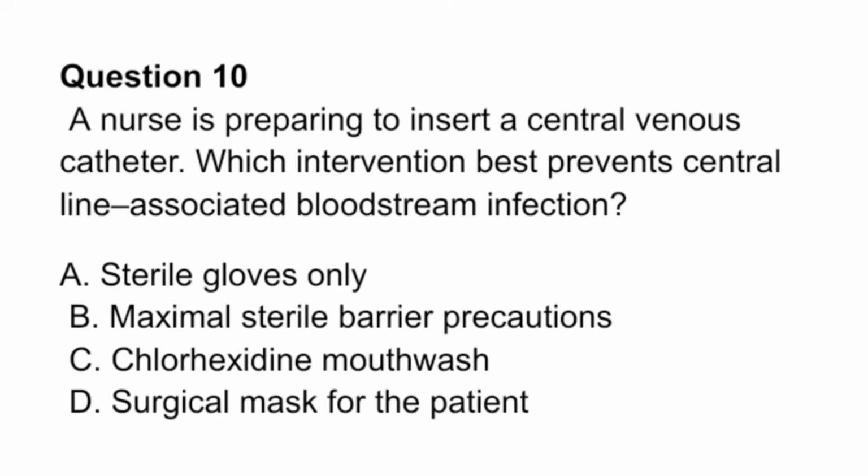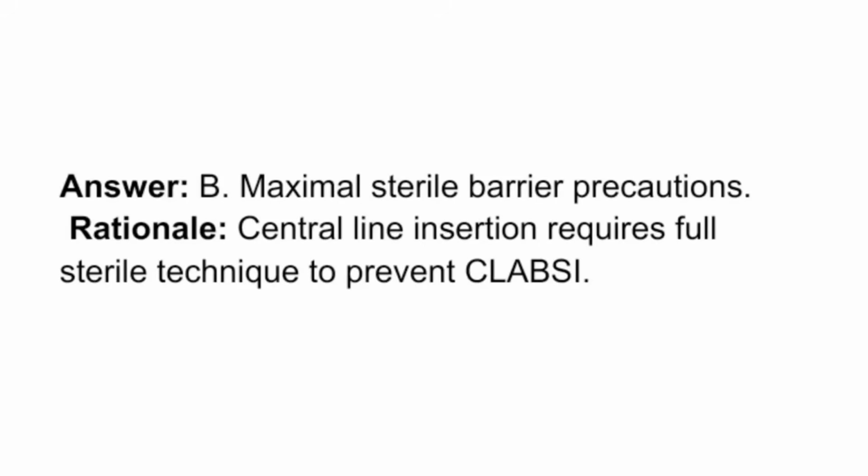Question 10. A nurse is preparing to insert a central venous catheter. Which intervention best prevents central line-associated bloodstream infection? A. Sterile gloves only. B. Maximal sterile barrier precautions. C. Chlorhexidine mouthwash. D. Surgical mask for the patient. Answer: B. Maximal sterile barrier precautions. Rationale: central line insertion requires full sterile technique to prevent CLABSI.